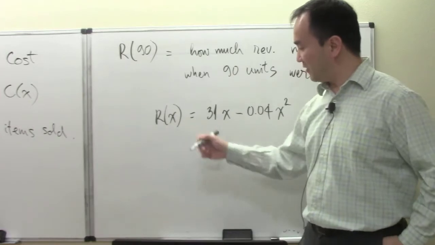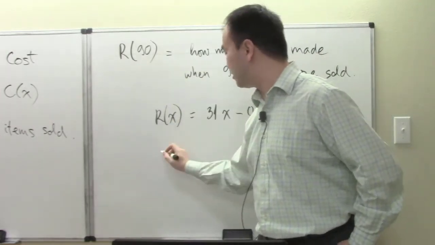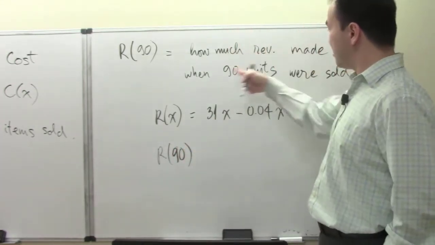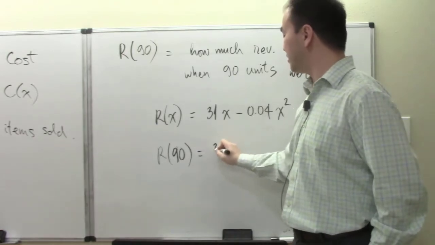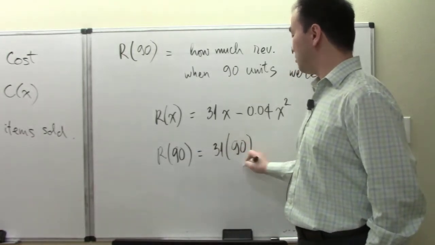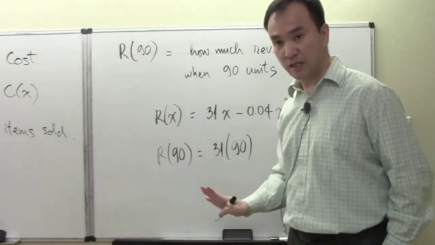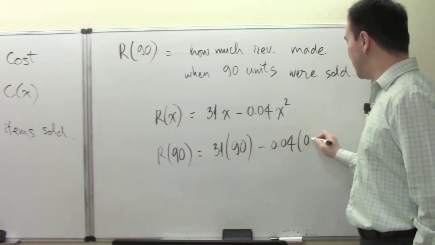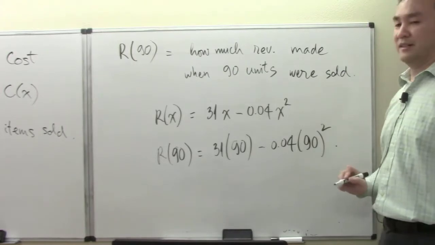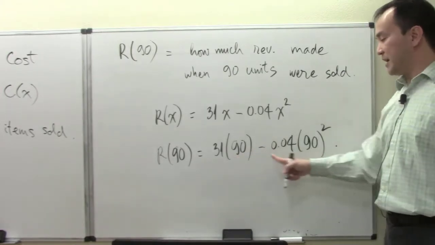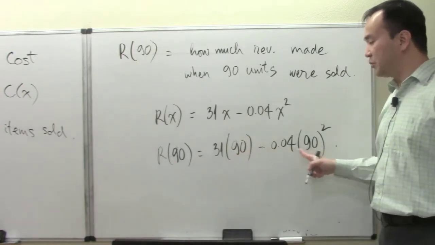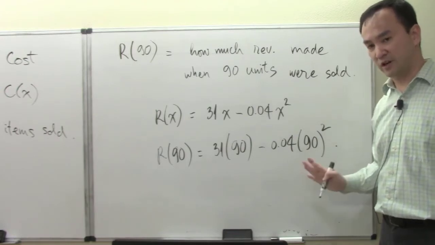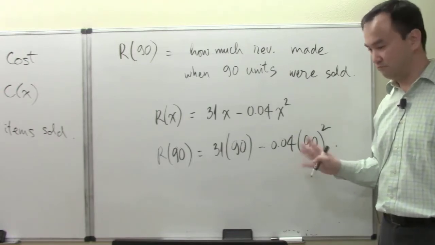And so now, particularly for question A here, R(90) is the revenue made when 90 units were sold. That is just simply 31 multiplied with 90 because we're substituting 90. It's just the standard algebra, nothing calculus here yet. And so minus 0.04 times (90) in parentheses squared. Okay, and it's never a bad idea to always throw your substituted value in parentheses so that we can carry out order of operations carefully. Now I'm talking strictly in terms of some mathematical safety right here.